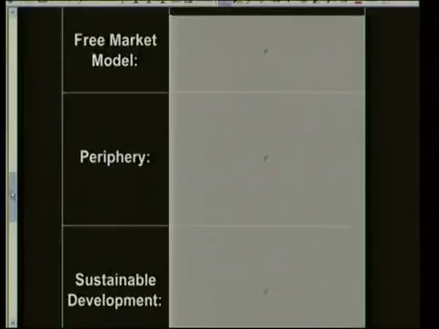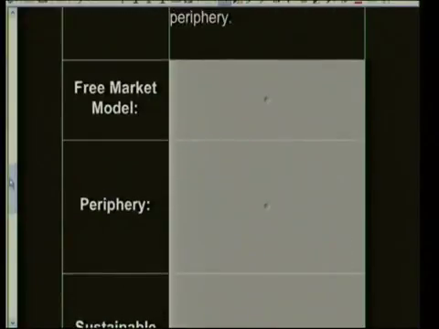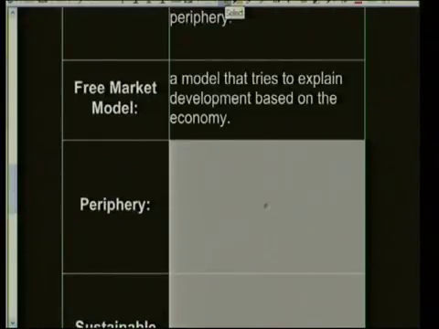anything that is surrounding that center part. Our free market model, also known as Rostow's model, is a model that tries to explain development purely based on the economy. And when we look specifically at this model, we'll look at the different stages that this model believes the economy goes through from growth to where it's reached almost its peak level of development.